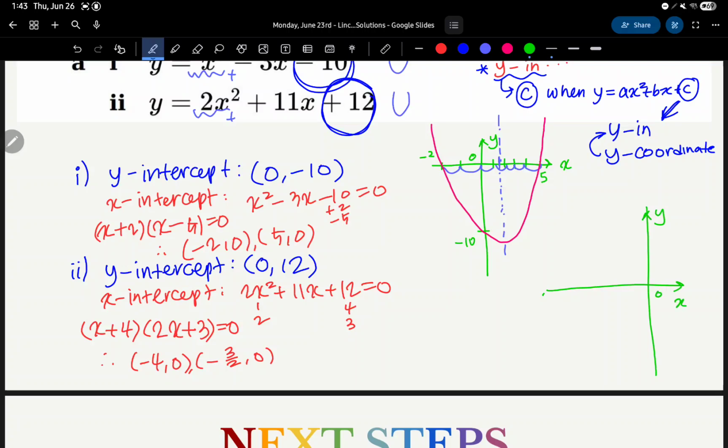And for the next one, let's redraw that. We know that it's crossing at minus 4 and minus 3 over 2, and the y-intercept is way above, at 12. And so we know that the vertex is going to be somewhere in between, right? So it's going to look like that, and then it's going to cross at 12.